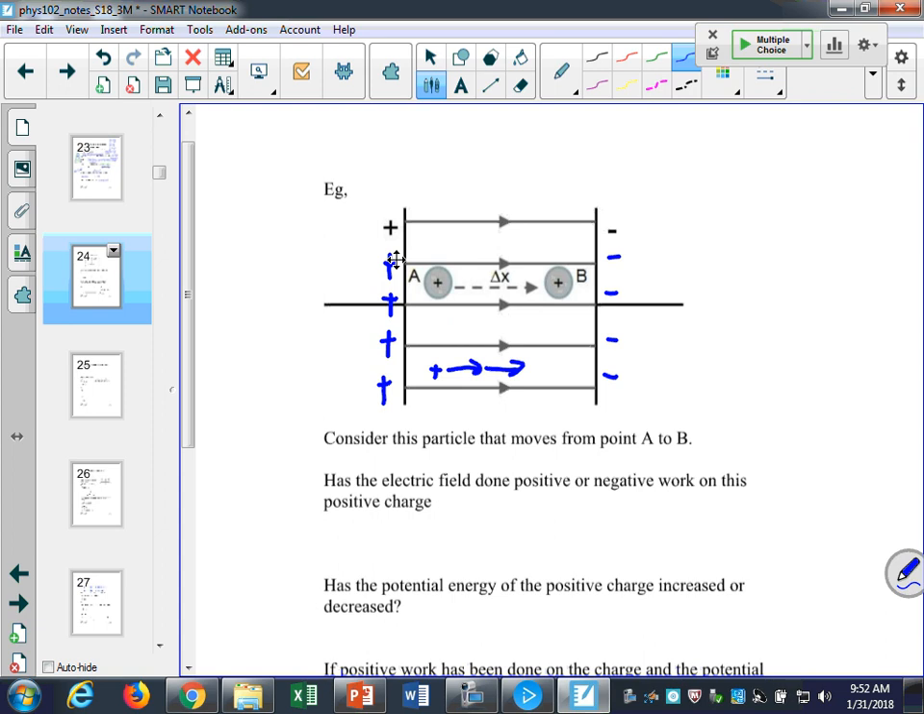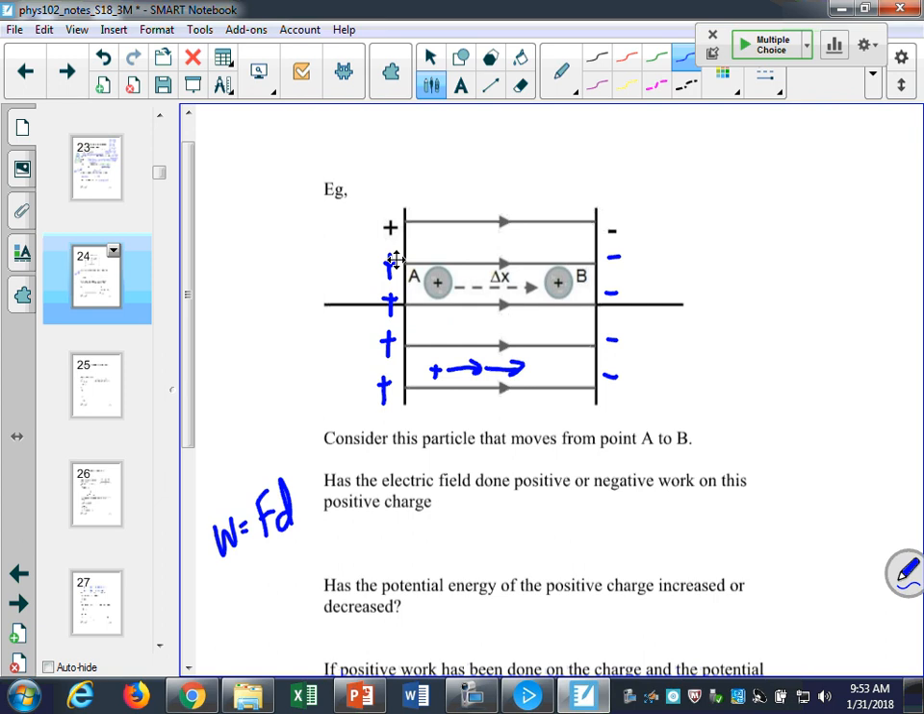All right, so consider a particle that moves from A to B. Has the electric field done positive or negative work on this object if it moves from left to right? Now remember, work is equal to force times displacement. Well, we talked about work last semester, where if my force and my displacement are in the same direction, is that positive or negative work? It's positive if they're in the same direction. I'm increasing the energy of the object.